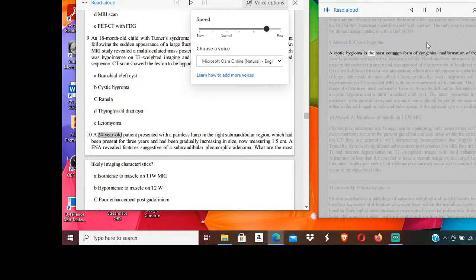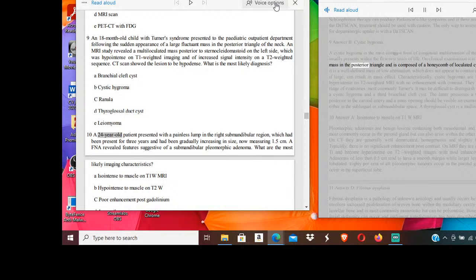A cystic hygroma is the most common form of congenital malformation of the lymphatic system and usually presents within the first 2 years of life. On clinical examination it is a compressible mobile mass in the posterior triangle and is composed of a honeycomb of loculated cystic structures. On CT it is a well-defined mass of low attenuation, which does not appear to contain a surrounding wall and, if large, can result in mass effect. Characteristically, cystic hygromas are hypointense on T1 and hyperintense on T2-weighted MRI with no enhancement with contrast.